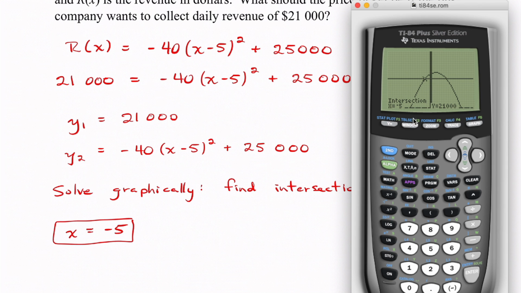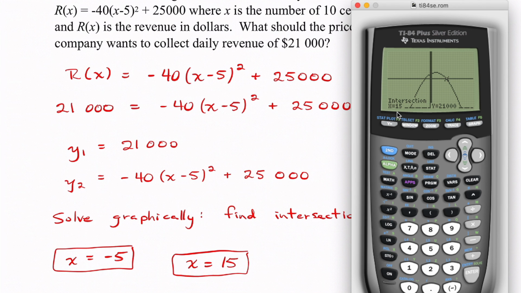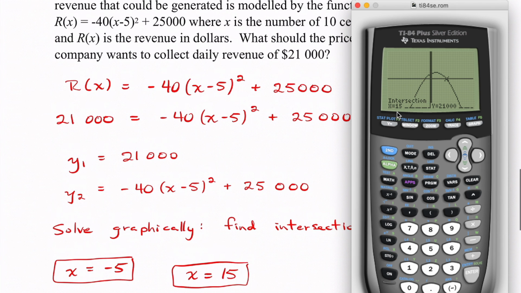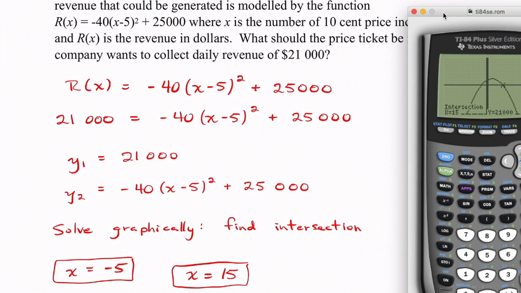Okay, and then to find the other one, just repeat the process. Second, calc, intersect, option number 5. But now we've got to move closer to the other point. Click enter. Click enter. Enter to guess. Okay, and we get x equals 15. Okay, so now that we have our two answers of x equals -5 and x equals 15, we need to actually answer the question for what it asked. So I'll just get my calculator out of the way now.